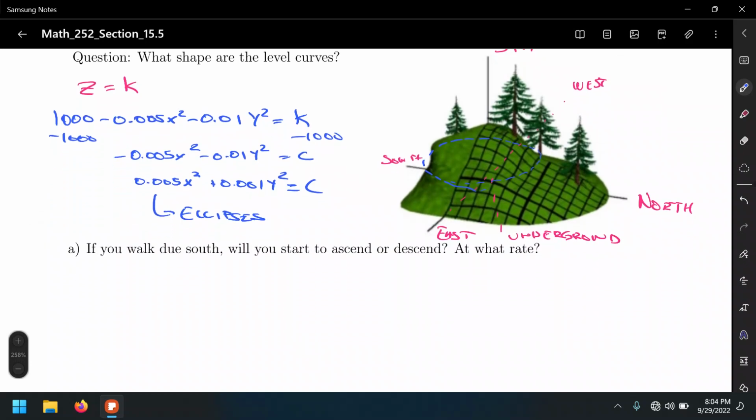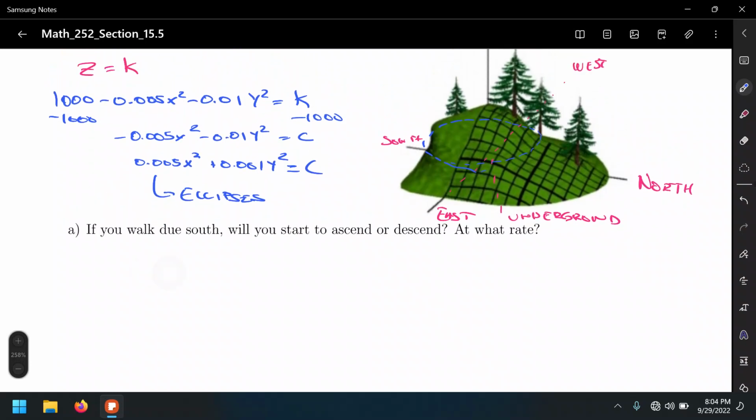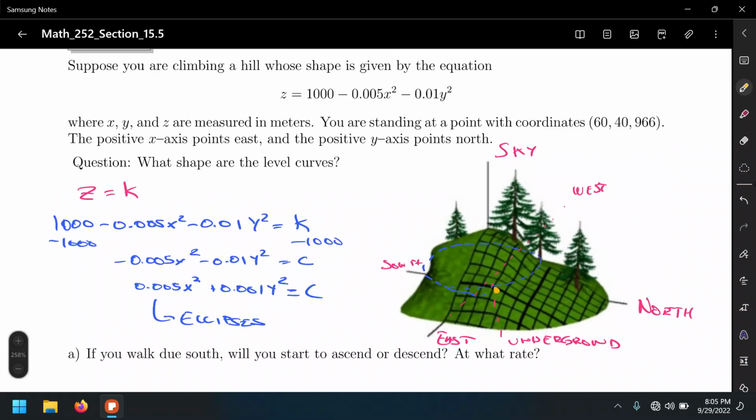Well, the question is, if you walk due south, will you start to ascend or descend, and at what rate? From the picture, let's go to the point again. What was the point? 60, 40, 966. So that'll be this point. 60 is in the positive x direction, 60, 40, and somewhere up right here. From this point, just looking at the picture, I would like to go towards the south, which is in this direction. Looking at the picture, will we be going up or down? Up. Let's verify that using calculus.